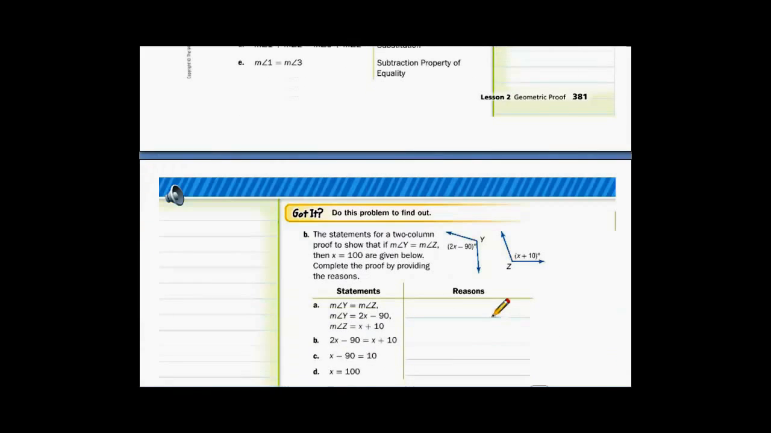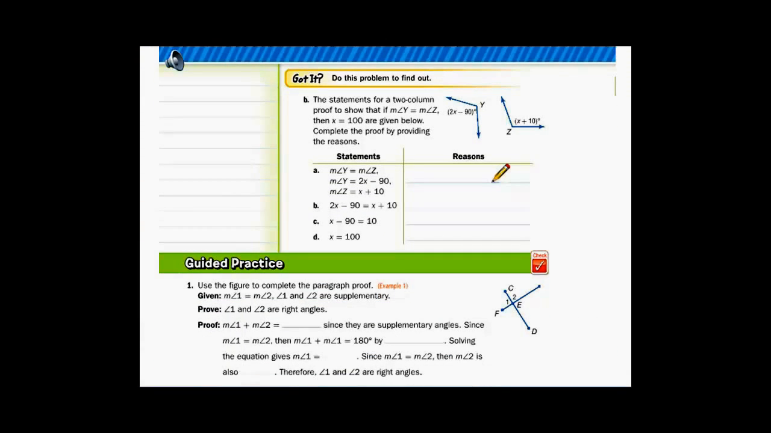Pause it and try it under got it, please. And then we'll come back and work it together.